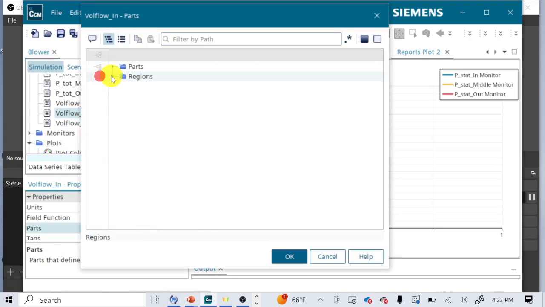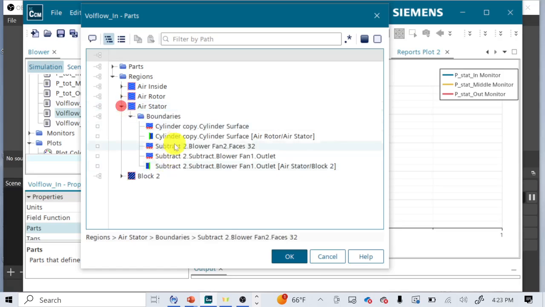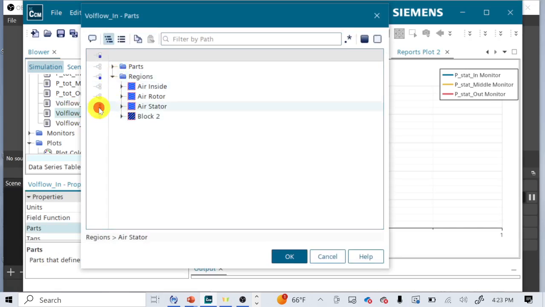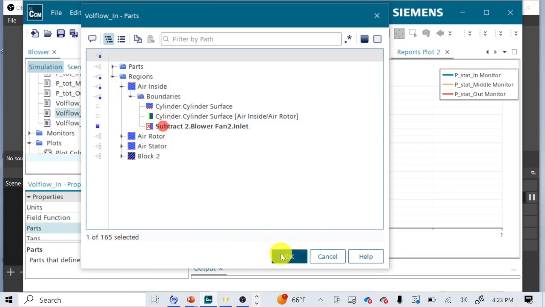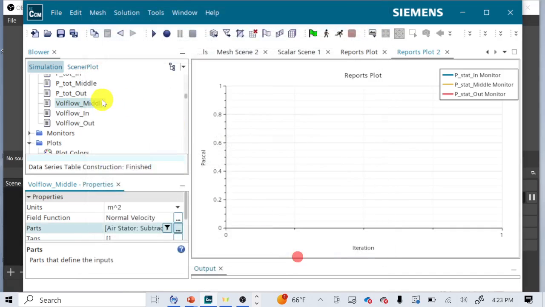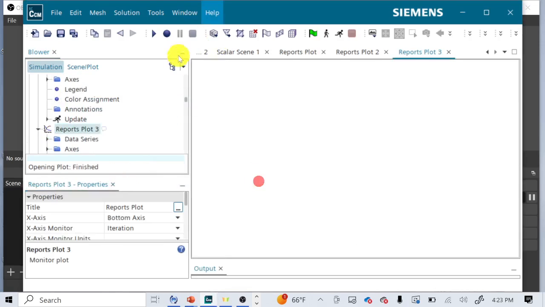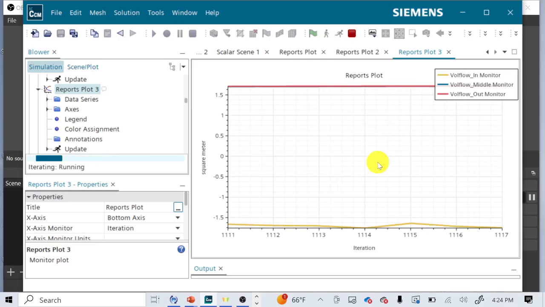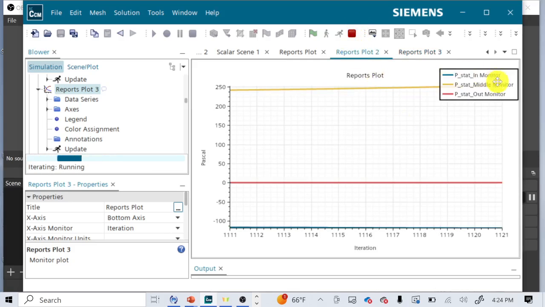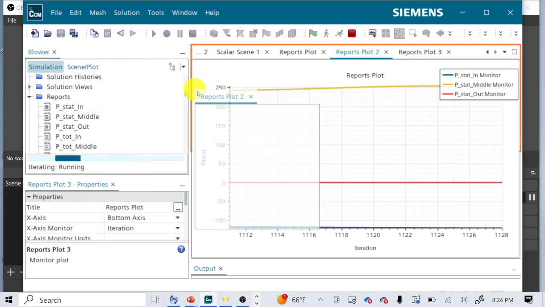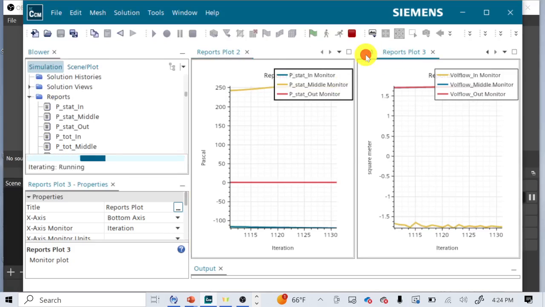Volumetric flow rate out. Sure, volumetric flow rate through there, and then, I'm misspeaking, this needs to be volumetric flow rate into the domain, and then middle is in between. Stator, there we go. Now, hopefully, this will make more sense if we just let this iterate some more and see what these values look like. So we have several plots here. Sure, we can plot multiple plots side by side.